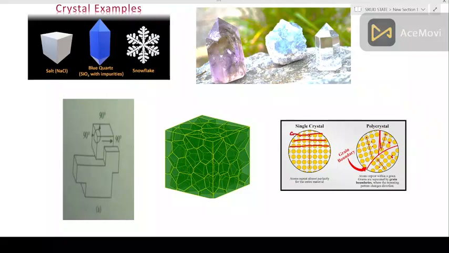So when you cut or break a polycrystal, the surface of a piece of broken chalk appears like this. But when you consider a crystal, sodium chloride or blue quartz or a snowflake, they have a definite arrangement that repeats throughout the structure.